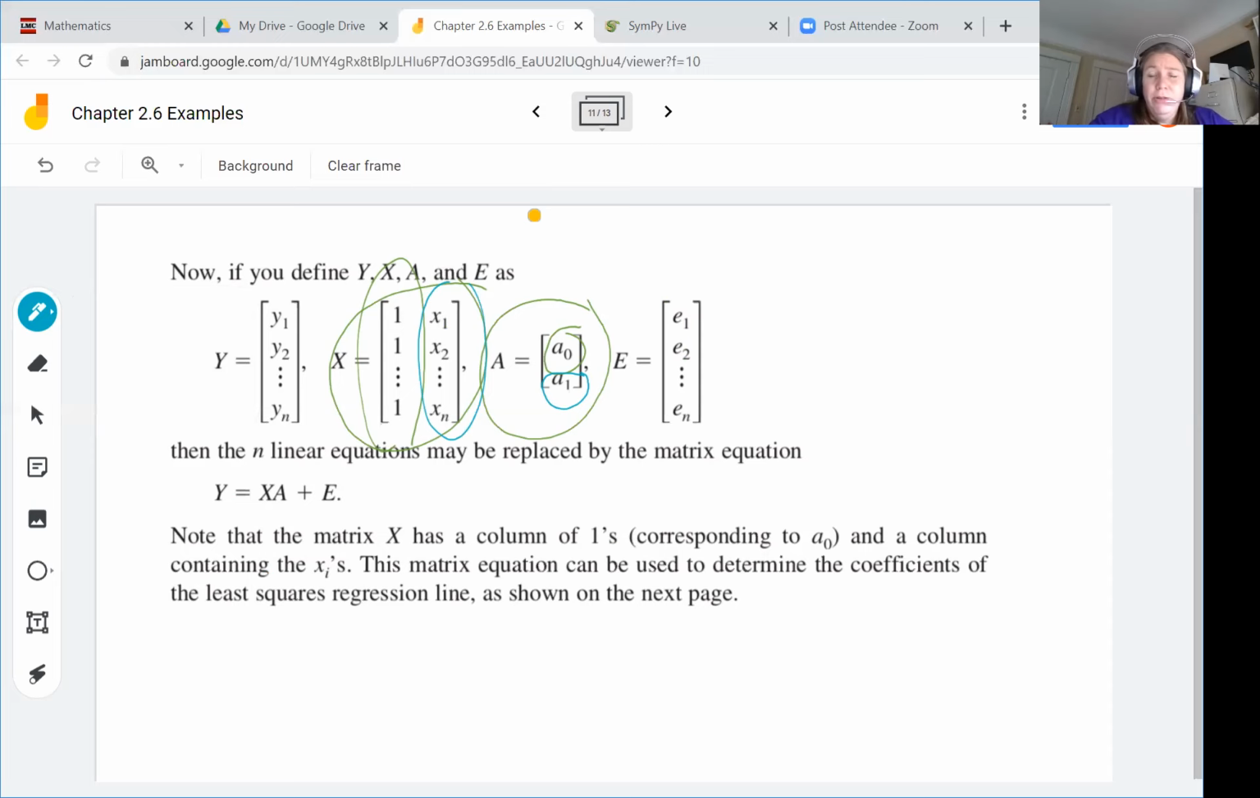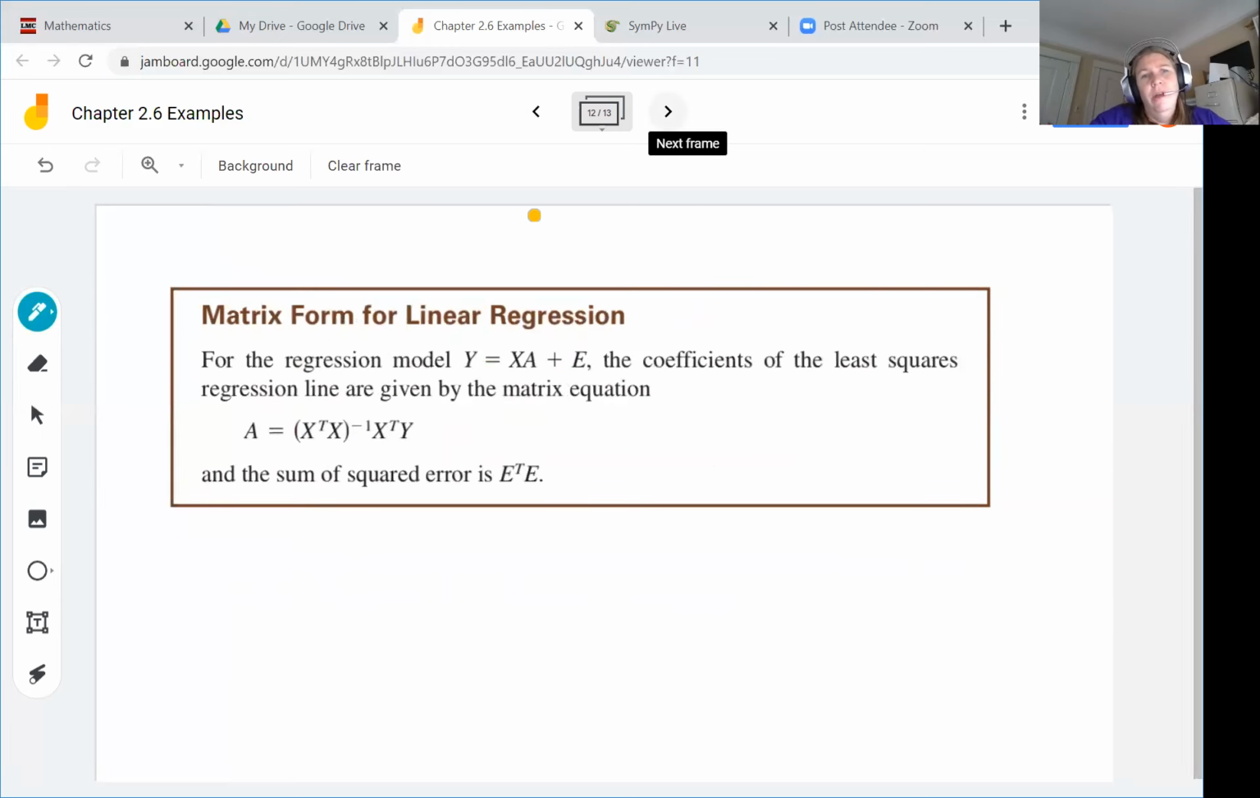And this matrix can be used to determine the coefficients of the least squares regression line, as we're going to see on the next page. So for the regression model y equals xa plus e, the coefficients of the least squares regression line are given by the matrix equation A equals, and then we work backwards to see, oh, x transpose x inverse times x transpose y, where the sum of squared errors is E transpose E. So this is how we find the coefficient of the least squares regression line.